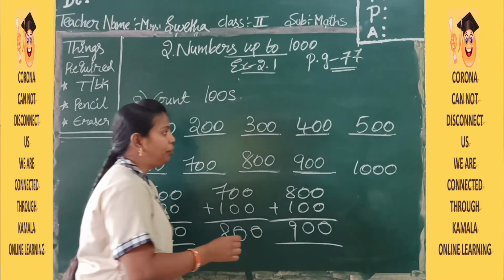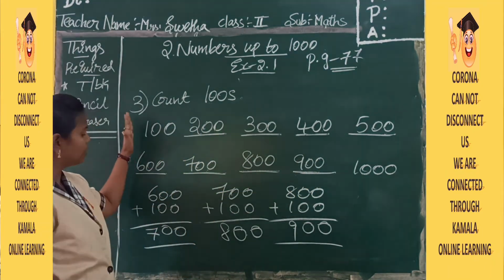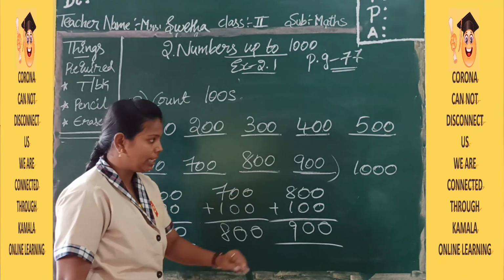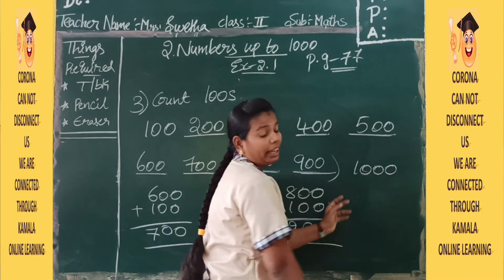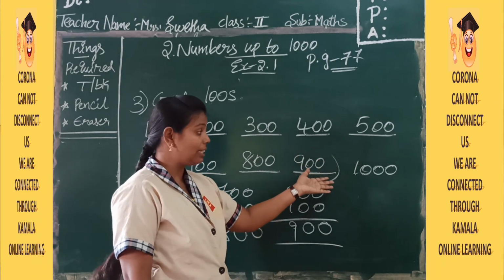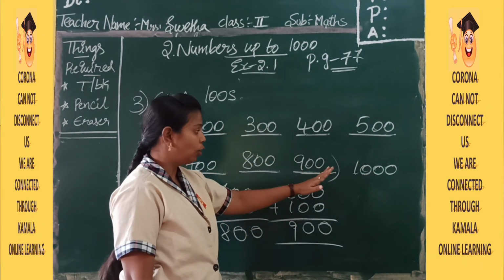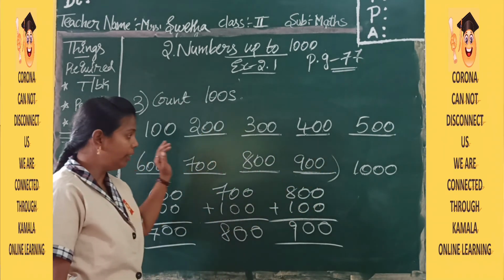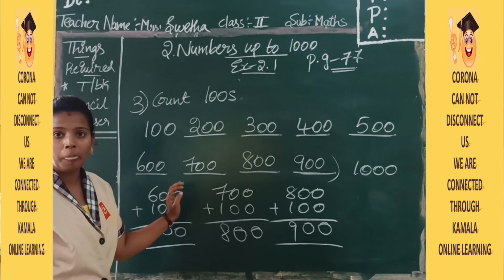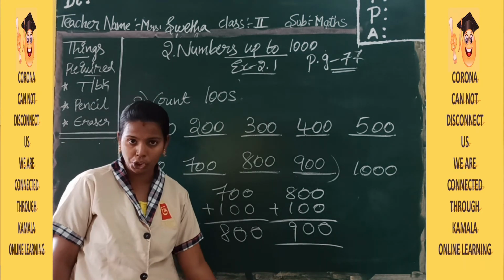Okay children. So how much you got now? 900. Yes. See if you observe, all these numbers from 100 to 900 have only 3 digits. See here 1, 2, 3, 4, it is 4 digits. Just now in the previous class I said 4 digits will start from 1000. Okay. So till 900 we have added 100 and we have filled all these countings. I hope every one of you have understood.